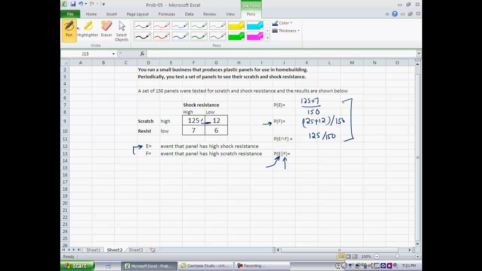Now, as soon as I'm telling you that we're talking about F, that is, the panel has high scratch resistance, I know from my grid that I'm talking about 137 outcomes, not 150, because 125 plus 12, that's what we have over here. So out of those 137, the number of outcomes that are also high shock resistance, that is the event E, is 125. So you see this symbol over here, the notation that we have here. The way you read it is the probability of E given F. Okay, and the number that we come up with is 125 divided by 137.